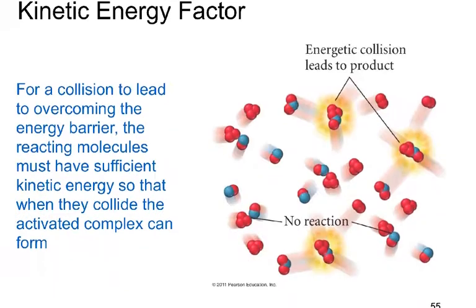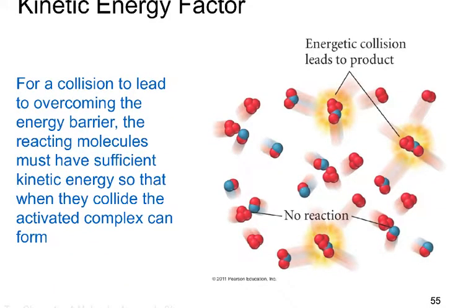So for an effective collision, you need to have enough energy to overcome that energy barrier, and so you need the kinetic energy. This diagram is just trying to show that sometimes molecules collide with enough energy and sometimes they don't.